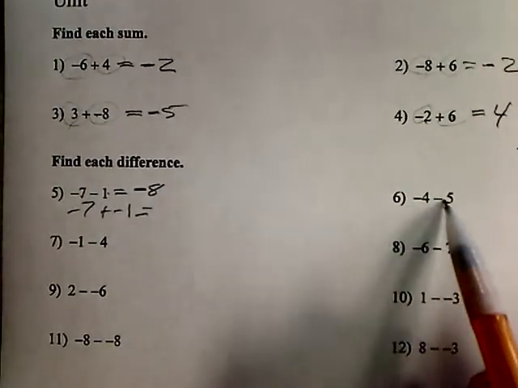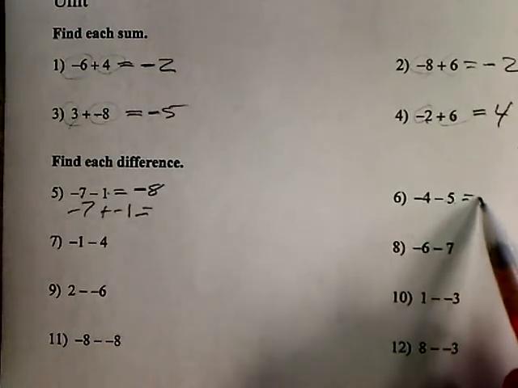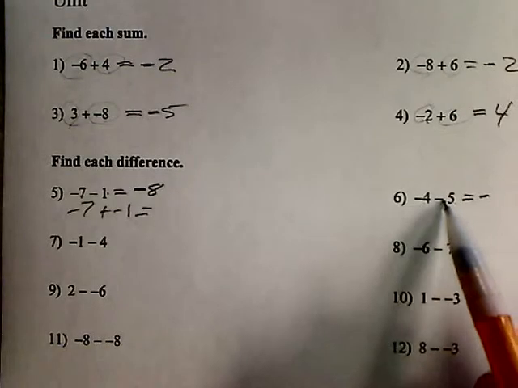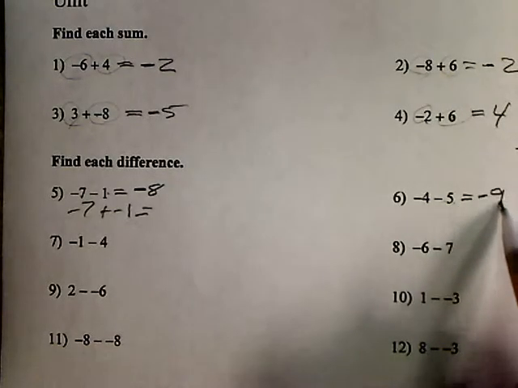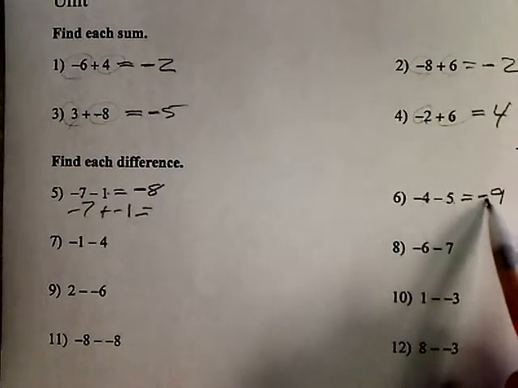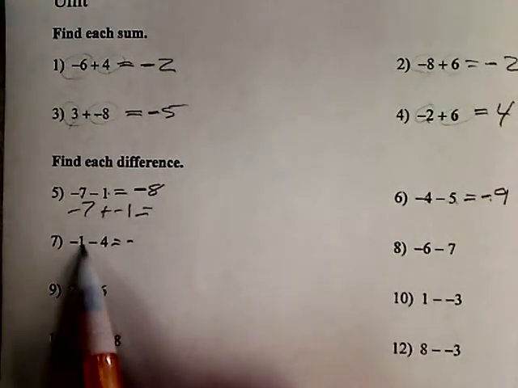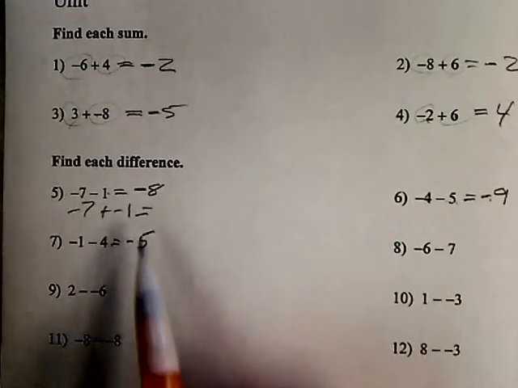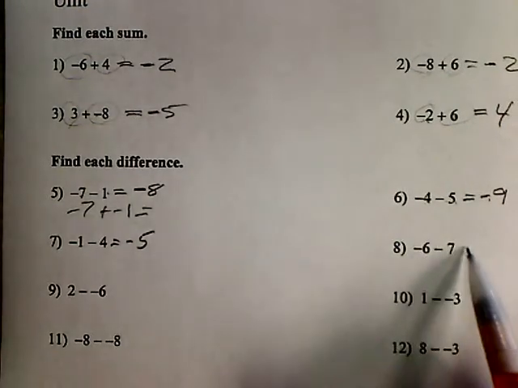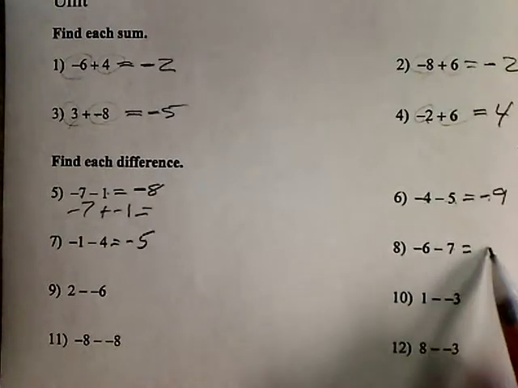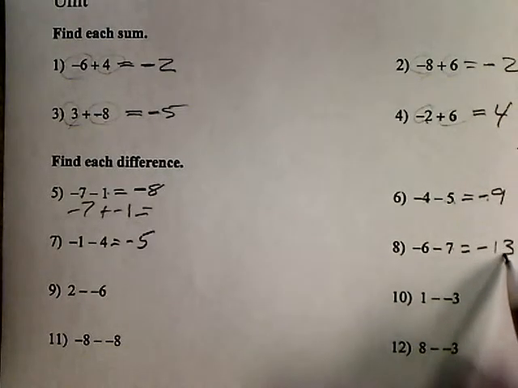Both of them are negative, so I know it's going to be a negative answer when I combine them together. So that's negative 4 minus 5, which is negative 9. So I just add the 4 and the 5, and I know it's going to be negative. It's going to be negative, and then it's 1 plus 4, which is 5. Going to be a negative, so it's 6 and 7 is negative 13.